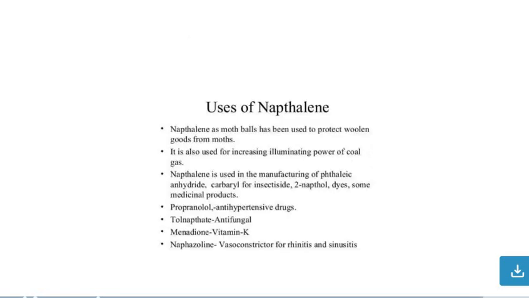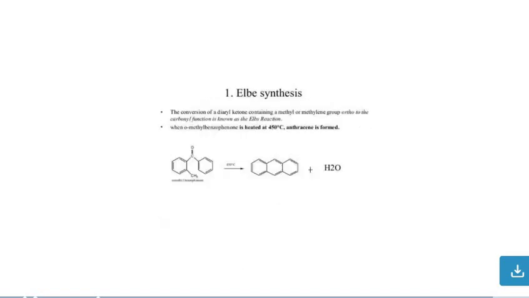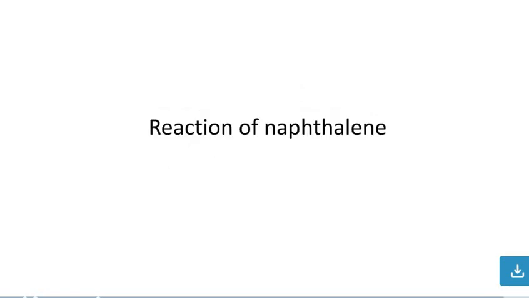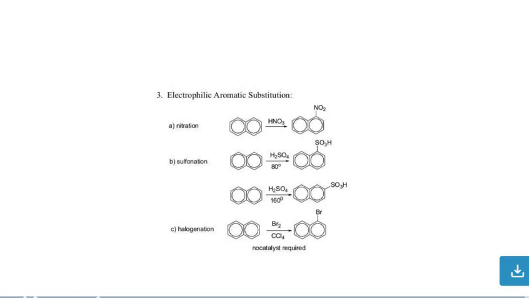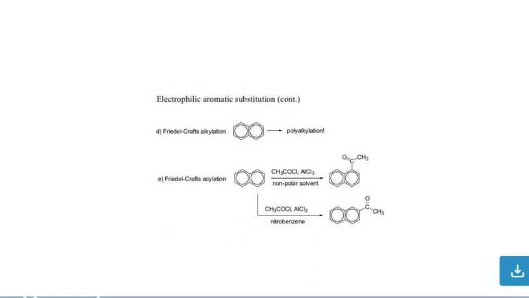Now uses of naphthalene: you can see there are a lot of applications, like vitamin K and antifungals. Then the Haworth reaction, Haworth synthesis, you can see how you will synthesize anthracene. Now reactions of naphthalene: you know it forms colorless crystals, with melting point at 80 degrees Celsius, and boiling point. So these are the reactions of naphthalene: nitration, sulfonation in different conditions, and chlorination.